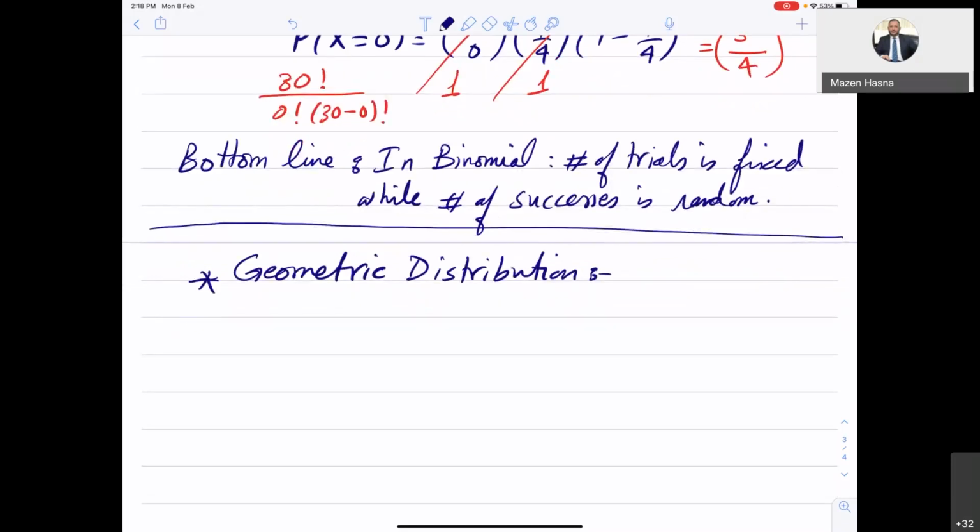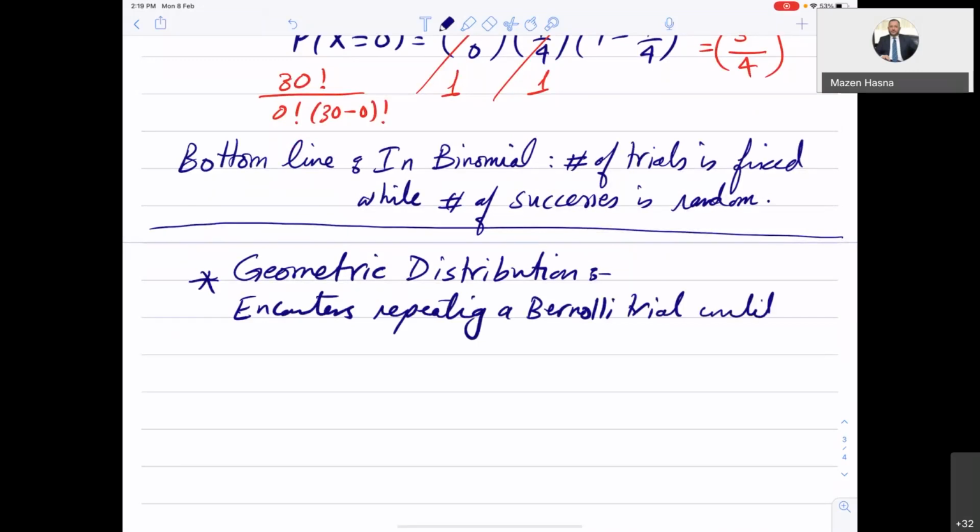So the geometric distribution, what is it exactly? We are talking about Bernoulli trials again. Repeating a certain try that can be a success or a failure. So the geometric distribution involves repeating a Bernoulli trial until we get a success, and then we stop.